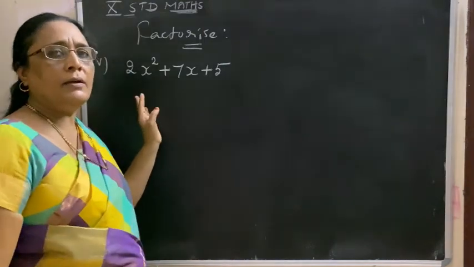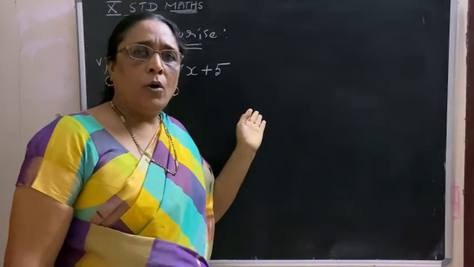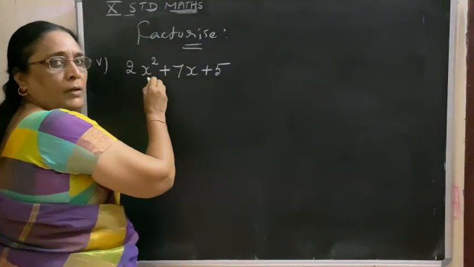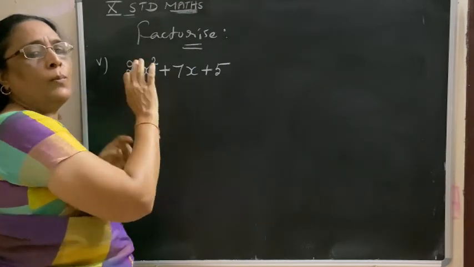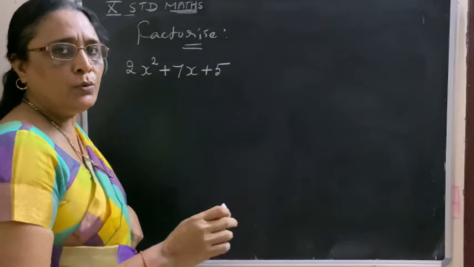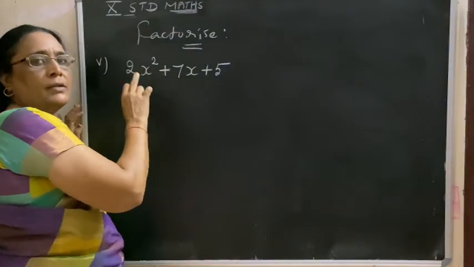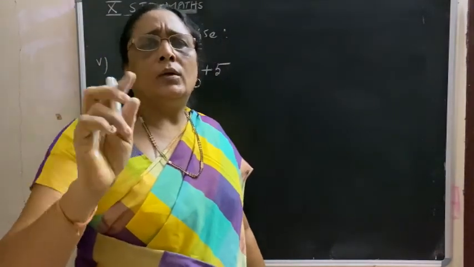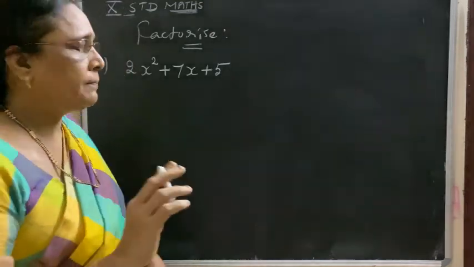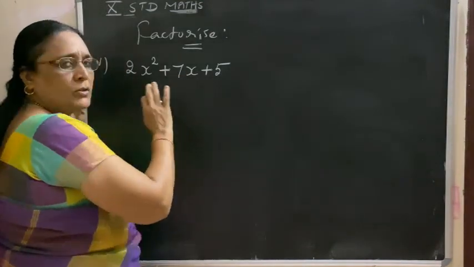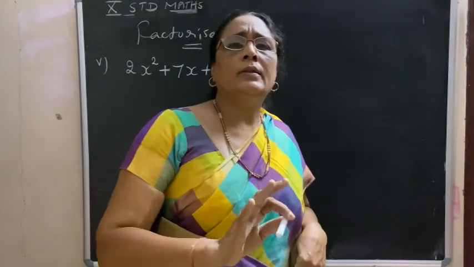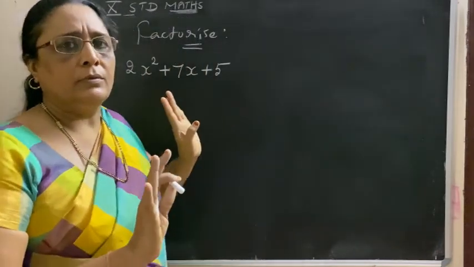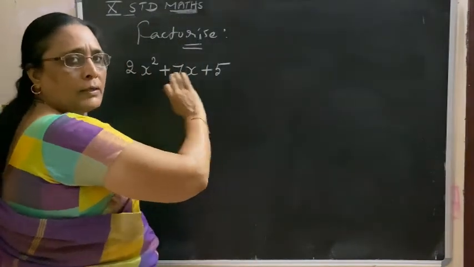What is the difference between the previous 4 quadratic polynomials and the fifth one? In the first term, the coefficient of x square is given as more than 1. I already told you, if the coefficient of x square is more than 1, you have to do 2 or 3 steps, then only you will get the factors. Here also the same rule: what are all the rules you followed in the first 4 types, you have to follow the same rules for this type also.